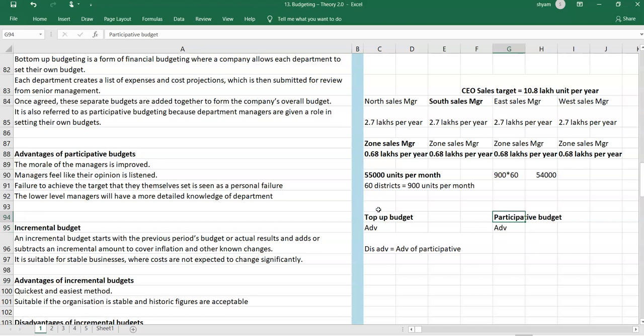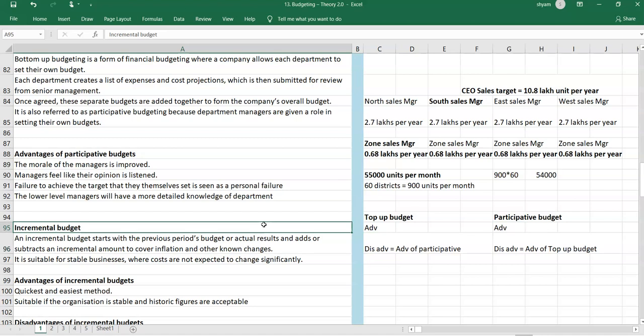the disadvantage of participative budgeting will be the advantage of top down budget. See, both are opposite concepts. So once you understand one concept, each concept's advantage, then you can cross relate it to the other and get the idea. So here you just have to write that the top down budget's advantage is its own, and its disadvantage is this one's advantage. So you can cross relate and still get the answer. So we'll move on to the next one.